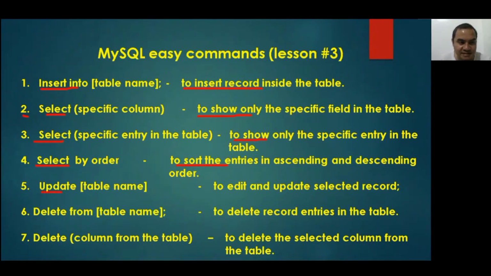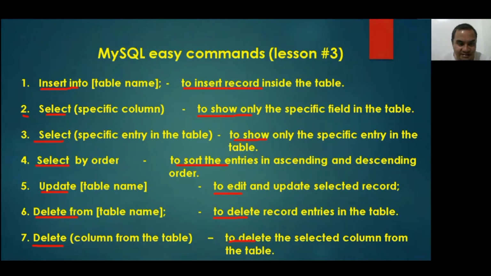Number 5 is update table name command. This is to edit and update selected record. Number 6 is the delete from table name command. This is to delete record entries in the table. Number 7 is delete command for column from the table. This is to delete the selected column from the table.